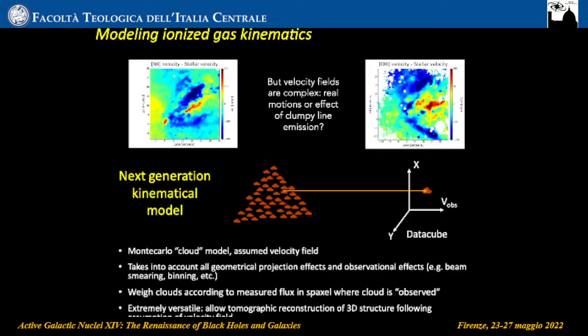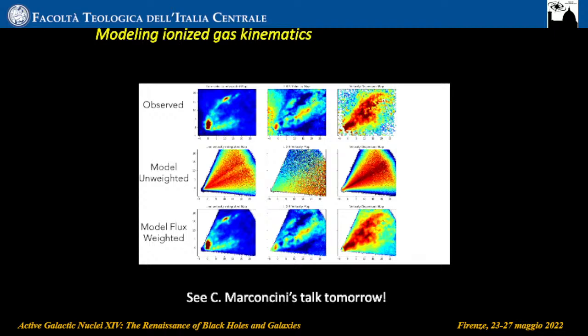So what we did is to build a cloud model, taking random clouds across the field of view, taking into account all the projection effects and observation effects such as beam smearing and so on, and then assuming a smooth velocity model, and then assigning to each of these random clouds a weight based on the flux in each pixel where this cloud is observed at its velocity. In this way, you have a very versatile tool that you can use to compare with the data.